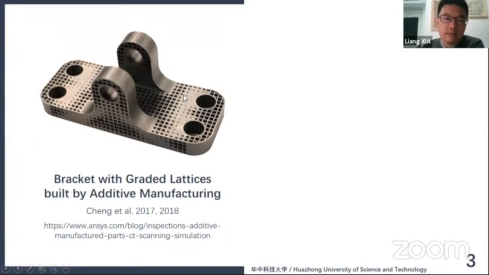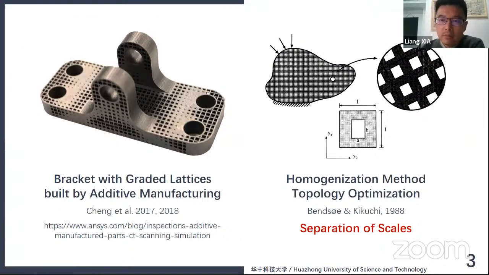By looking at this graded lattice bracket, it reminds me of the seminal work of the homogenization method for topology optimization. But the homogenization method assumes separation of scales. This is the key difference between these two works. In the homogenization work, the cell sizes are infinitesimally small compared to the structure. But for truly fabricated lattice structures like this, they do have specific sizes. So this is the discrepancy.